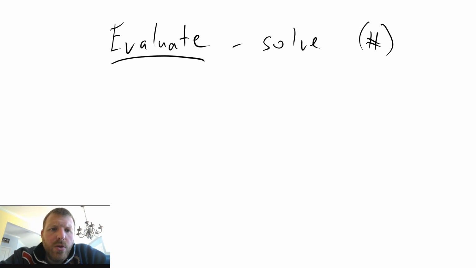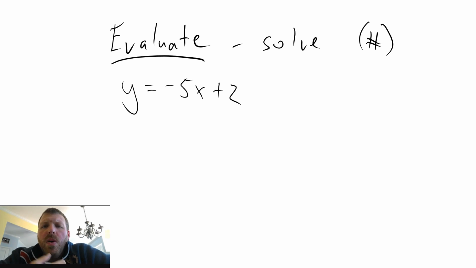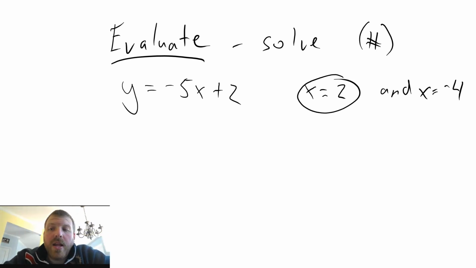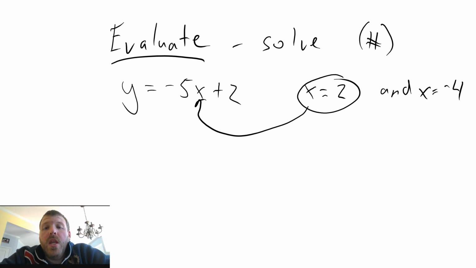And so when we take a look at evaluating functions, we're usually given some type of function. So for example, we'll be given something like y equals negative 5x plus 2. And then what it'll say is, well, we need to evaluate for when x is equal to, let's say, 2 and x equals negative 4. So what this means is basically we're just going to take our x, our input, our domain, and we plug it in where we see x. And then we're going to try to figure out what an output will be.